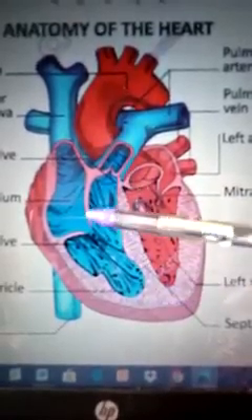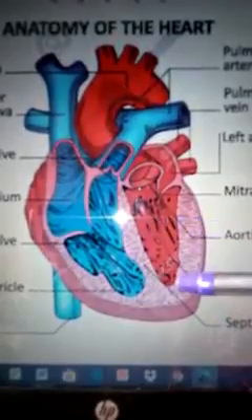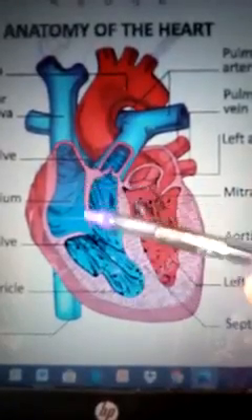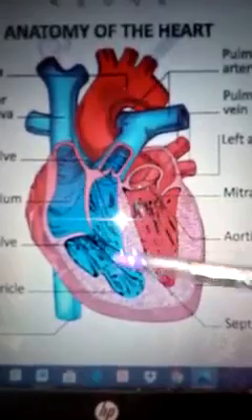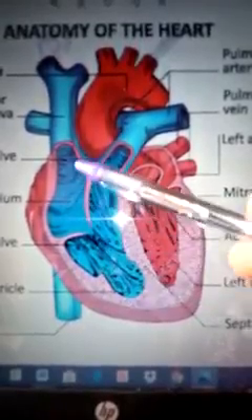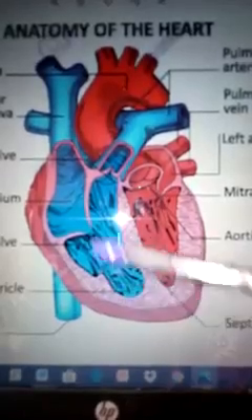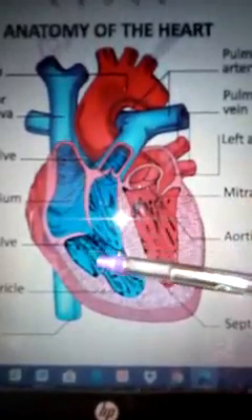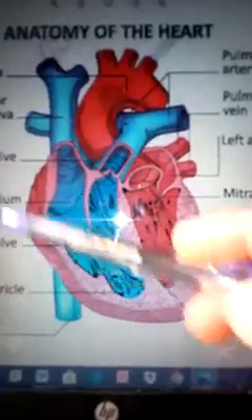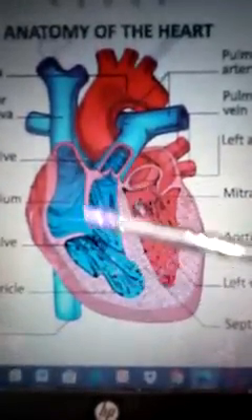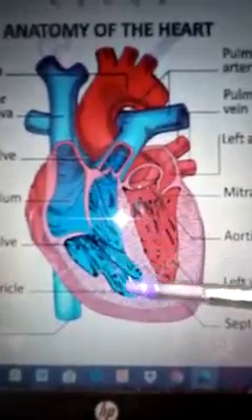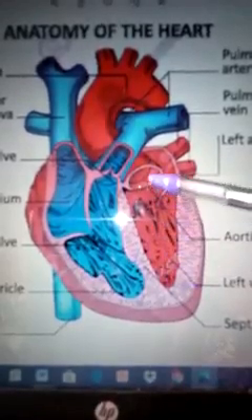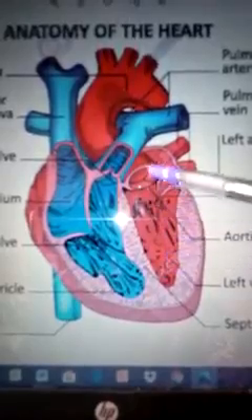We have the right part and the left part. On the right part, you can see it is painted blue. The right part receives blood that does not contain oxygen. Blood that is coming from all parts of the body, blood that has released the oxygen in it to the cells of the body, will come into the right part of the heart, and that is the part that is painted blue. The left side of the heart deals with blood that contains oxygen.